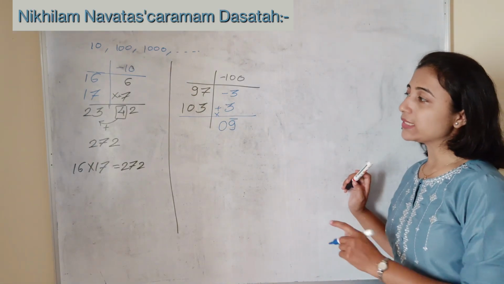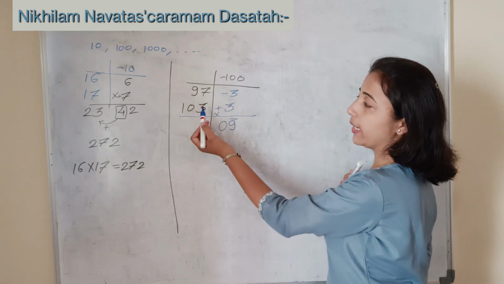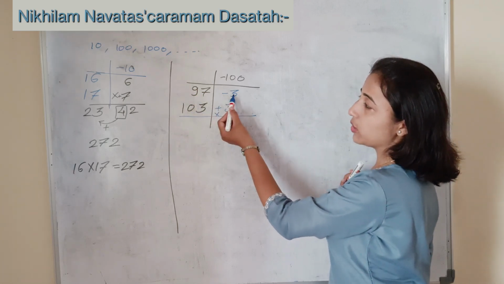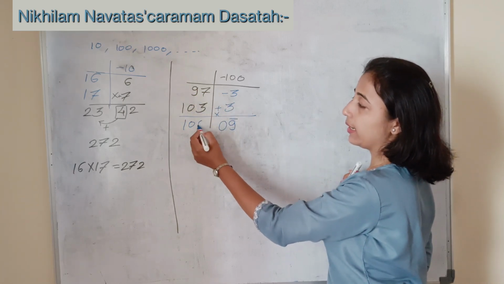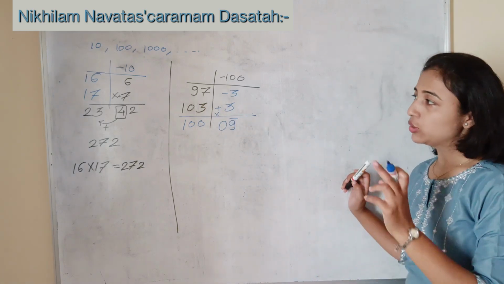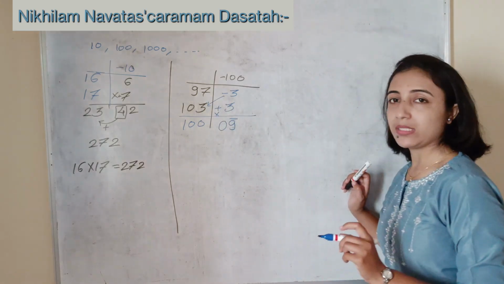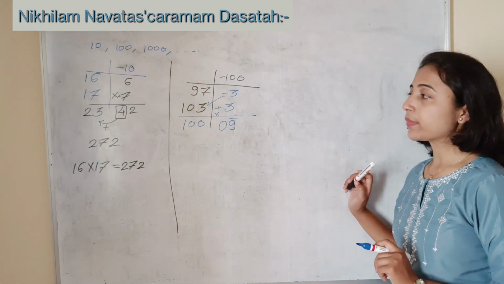Now solve the next step. Here we have to add the numbers diagonally. Here 103 minus this 3 is giving the answer 100. Otherwise 97 plus 3 again gives the answer 100. So any one you have to take diagonally. So here I am taking 103 minus 3.